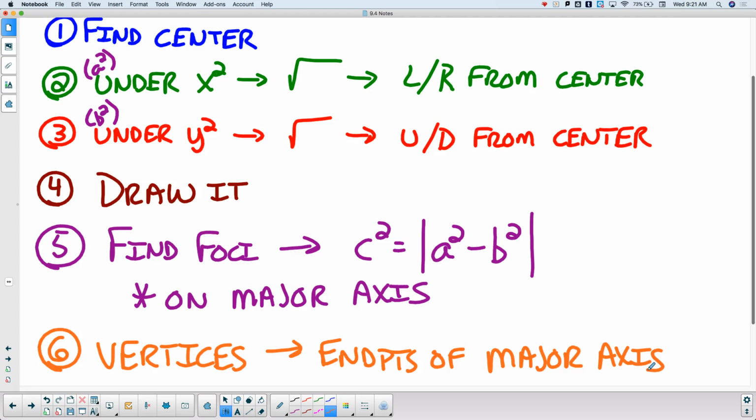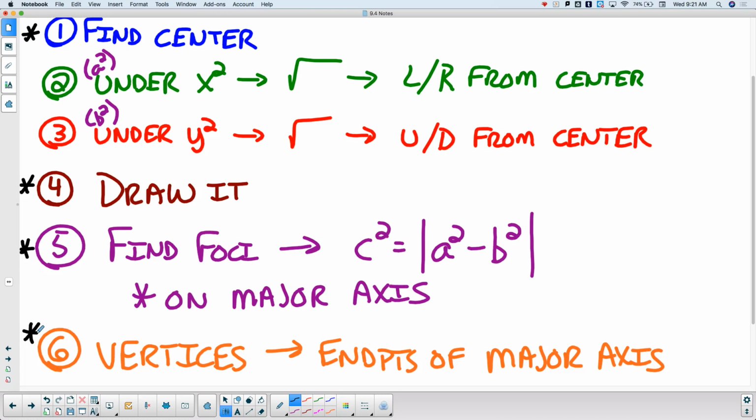So the key things that I will ask you for on a quiz or on a test or in a homework or things of that nature are number 1, number 4, number 5, and number 6. Okay? So there's 2 foci, there's 2 vertices, that's 4, a center is 5, and a picture is 6. So there's 6 things to do when you're graphing an ellipse.